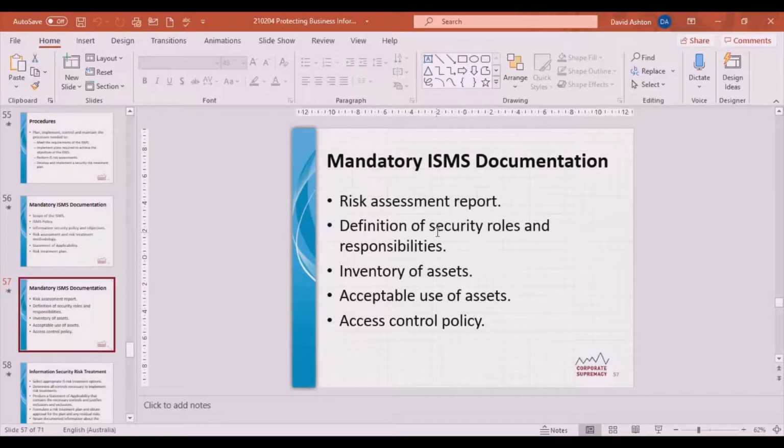So who in your organisation is going to be responsible for aspects of information management and security? You need to have an inventory of your assets, and particularly your information assets and what records and documents you have and use in your organisation. Procedures around the acceptable use of assets: in what circumstances can they be used, who has access to them, and the like, and that's your access control policy. First of all, what information you have, and then what information you need to protect.